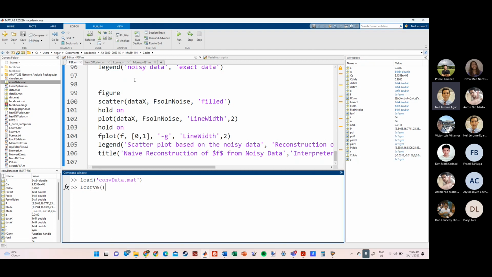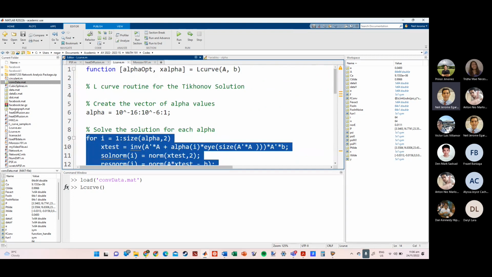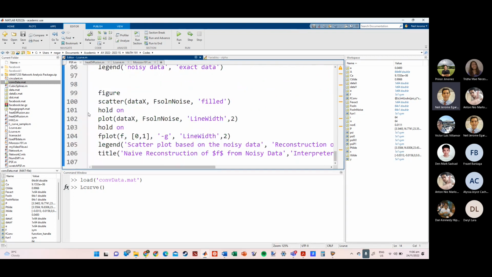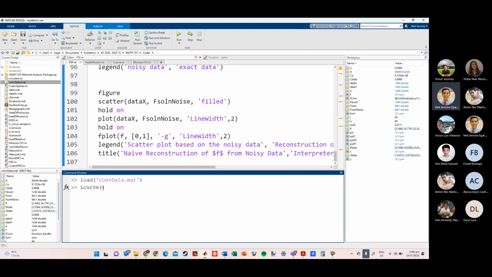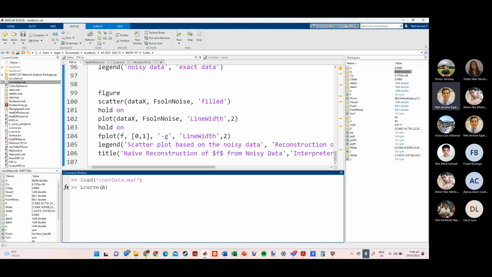Tapos remember, ang input ni lcurve ay A at saka B. So balik ako dito, actually it doesn't matter kasi dito lang naman ako naglalaro sa command window. So L-curve of A and B. A is our matrix A in the system. Tapos tingnan niyo yung workspace, meron na dyan naka-load na matrix A. Ito yung matrix A dun sa convolution problem natin. So pwede ko siyang ilagay dito, A. Tapos comma, second input would be B.